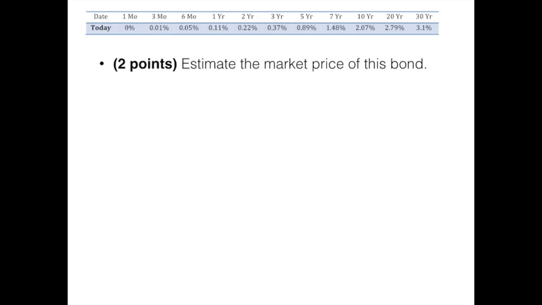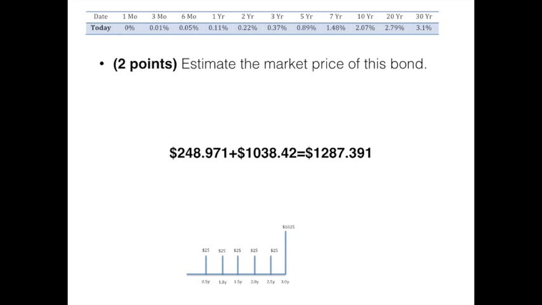And then finally, estimate the market price of the bond. Well, that will be the sum of the present value of coupons plus the present value of the last payment that comes at the date of maturity, which consists of the face value and the last coupon, and you would get the market price of this bond. Okay?